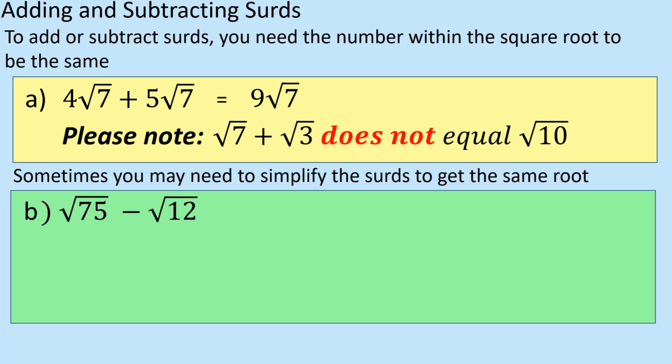So maybe something like this. What I was saying is root 75 minus root 12, I can't do. But I can simplify the pair of them. So root 12 is root 4 times root 3, so that's going to give you 2 root 3.